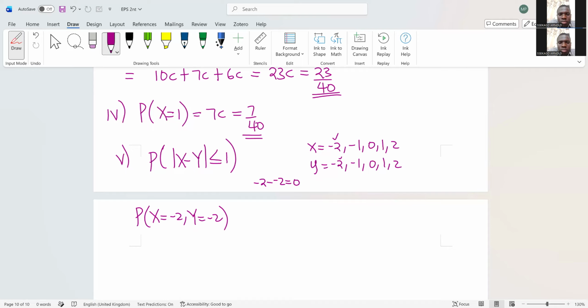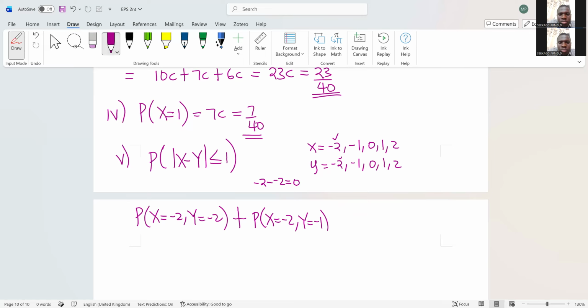Then I also look at another case. Still we are on x -2. So x -2 minus y, which is -1, gives -1. But remember, we are considering the absolute difference. The absolute value of -1 is 1, and 1 is less or equal to 1. Therefore, that also satisfies. So plus probability of x equals -2, y equals -1.